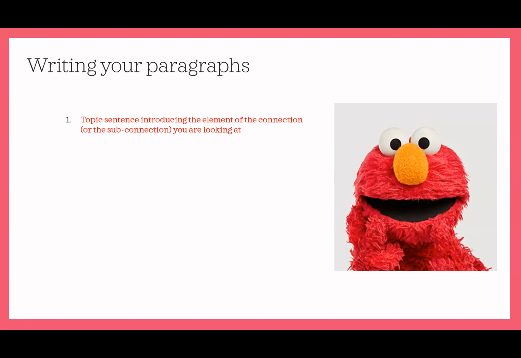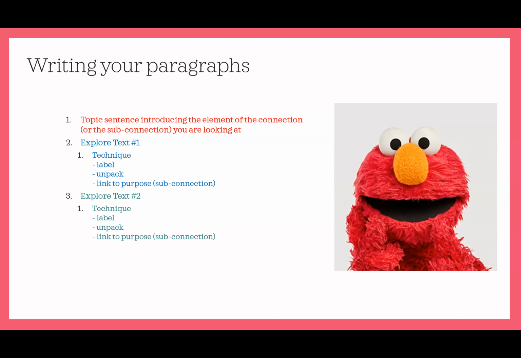Essentially what we are looking for is a topic sentence introducing the element of the connection or the sub-connection that you're looking at. That is then followed by an exploration of the first text. And so you'll be looking at techniques used. You'll label and unpack those techniques, so name them. And unpacking means explaining how they work. And then you will link those to the purpose, so to the sub-connection, okay?